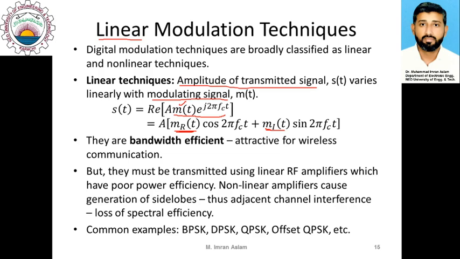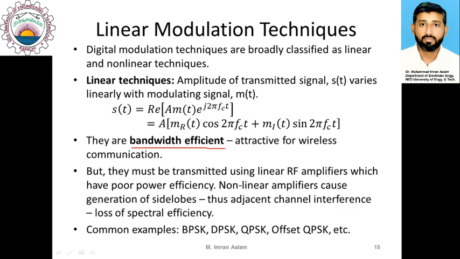This signal can be represented as a sum of two components. You can take it as a cosine component and a sine component. Sometimes we represent them as I and Q components. The cosine component is named the in-phase component or I component, and the sine component is represented as the quadrature component or Q component. These linear modulation techniques typically have very good bandwidth efficiency, and this property makes them attractive for wireless communication.